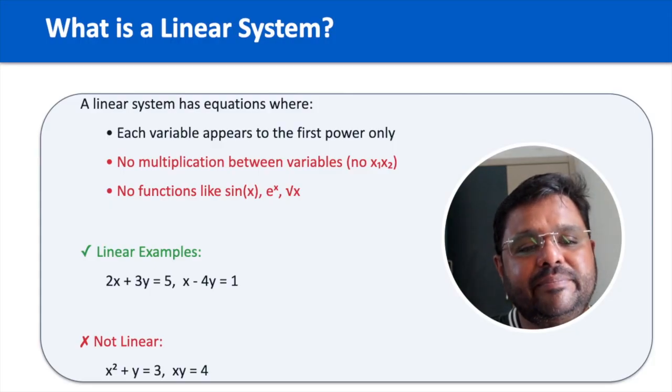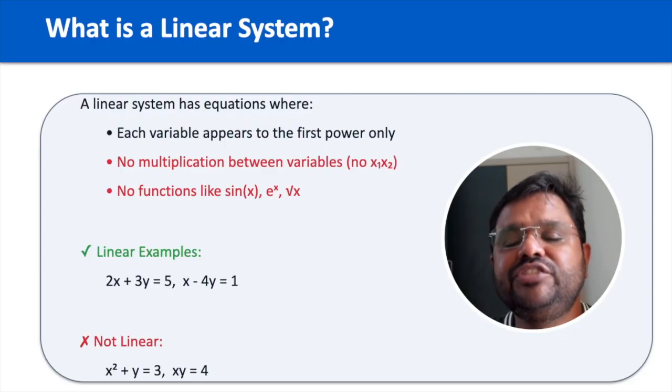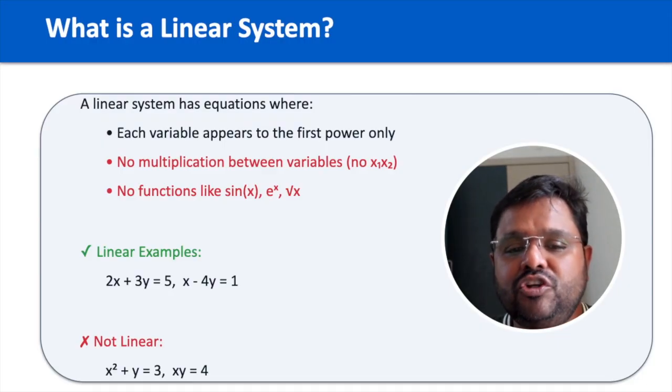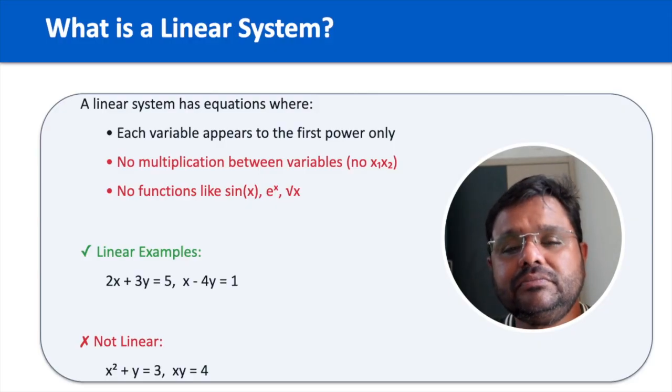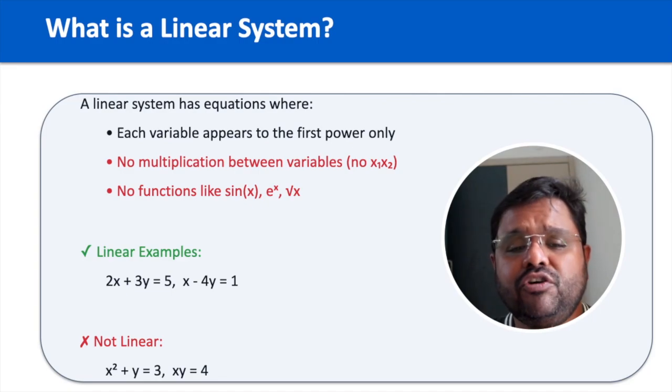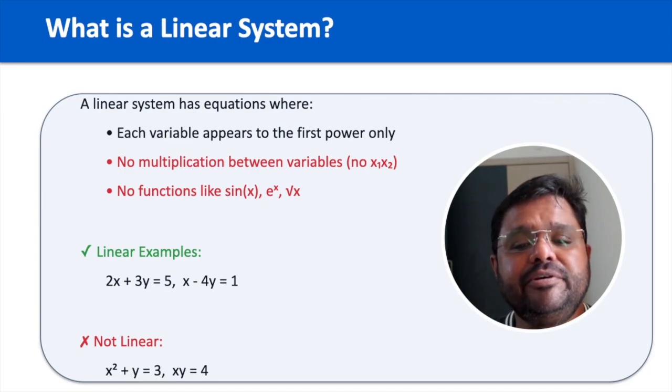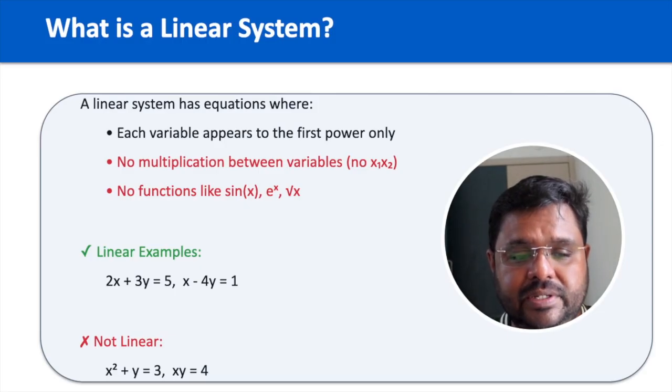So let us see some examples. In a linear system, why is it linear? Because each variable appears to the first power only. That is, no multiplication between variables like x1 times x2. Again, no nonlinear functions like logarithmic function, sin x, exponential function, square root, squaring, nothing. Only the variable comes in its purest or linear form.